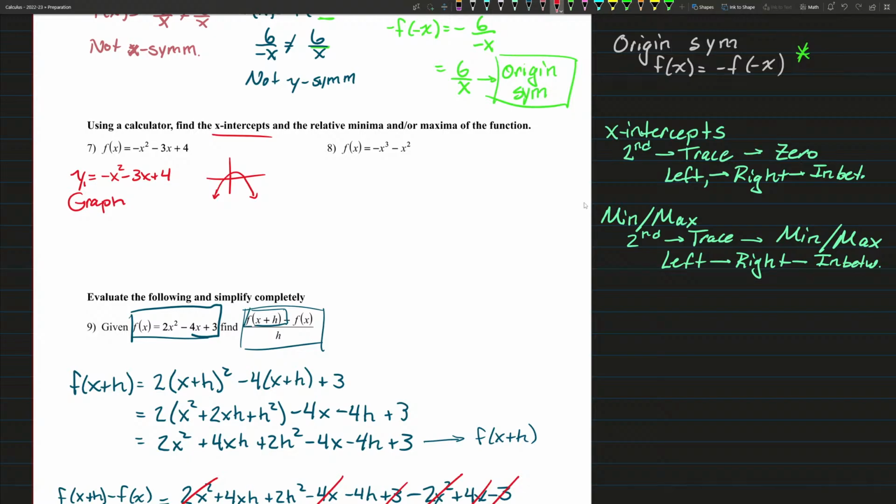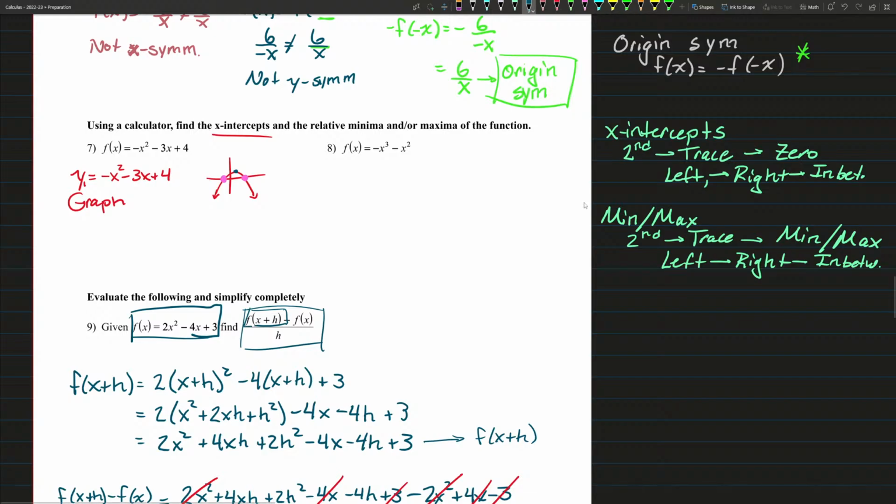Okay, we are looking for 3 points. We are looking for the x-intercepts, so that's those 2 points, and we are looking for the maximum in this case, right? Because this graph only crests, it never dips. So we're only looking for that blue point right there.